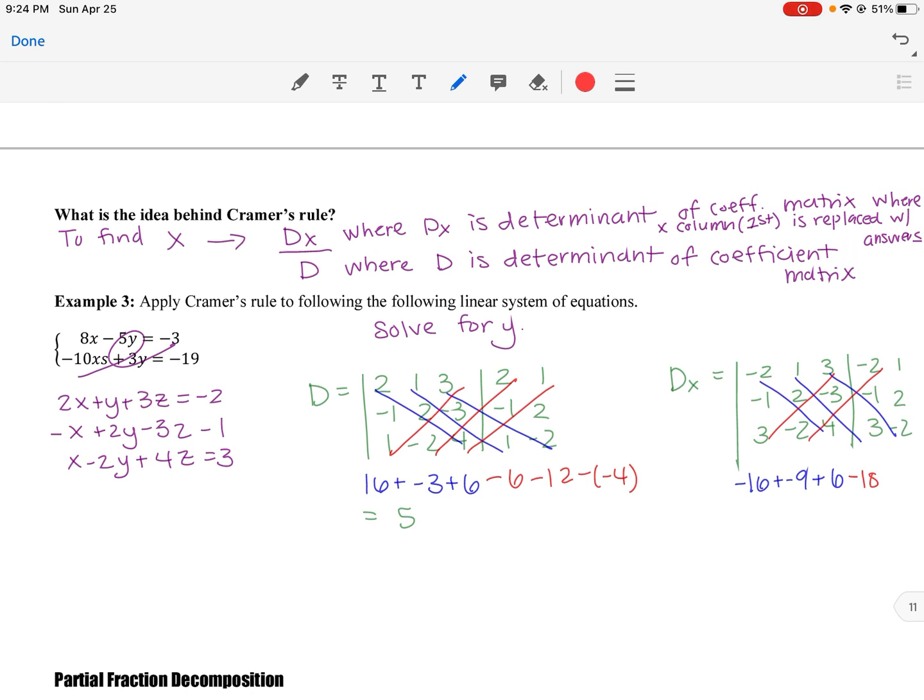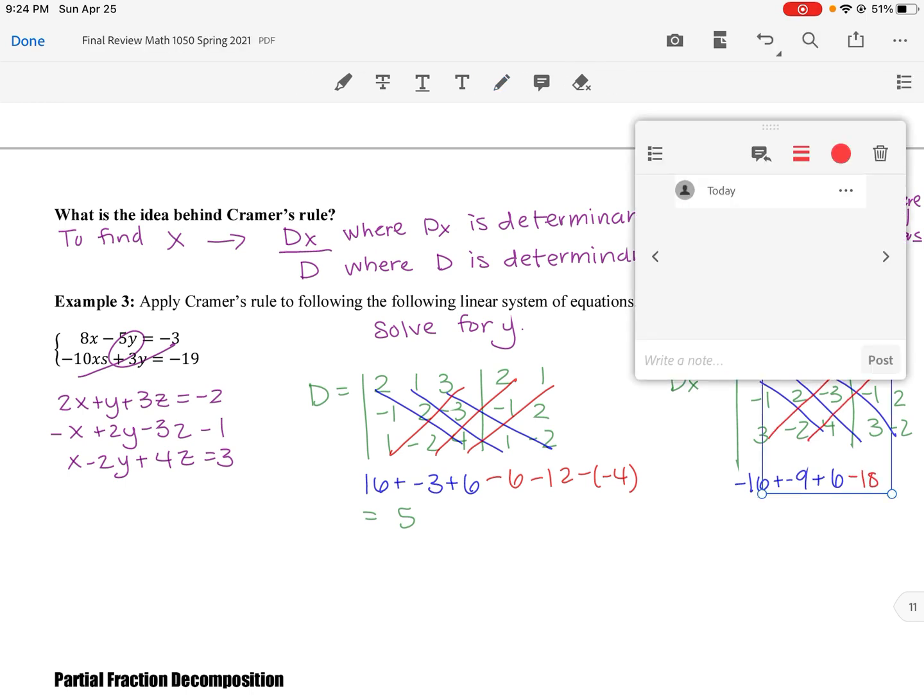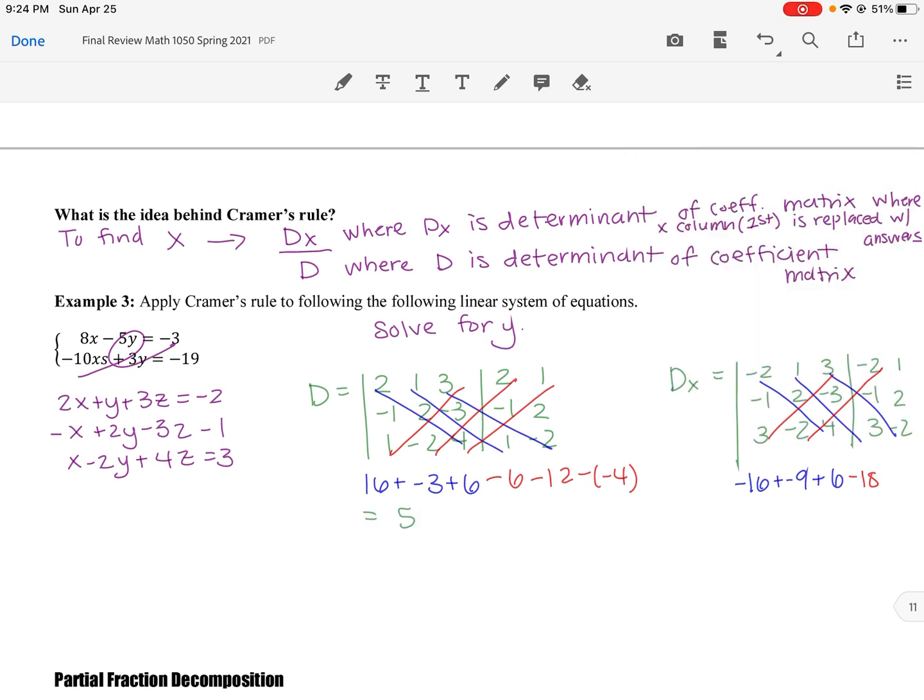And then we have, let me just move that over just a smidge. Sorry about that. That's not going to work. That's okay. I'll keep writing there. Minus, we have a 4 and then a 3, so that's a negative 12. Minus negative 4. Okay, so negative 16 minus 9 plus 6 minus 18 plus 12 plus 4. We get negative, oh my goodness, we're solving for y, not x. I'm going to have to go back.